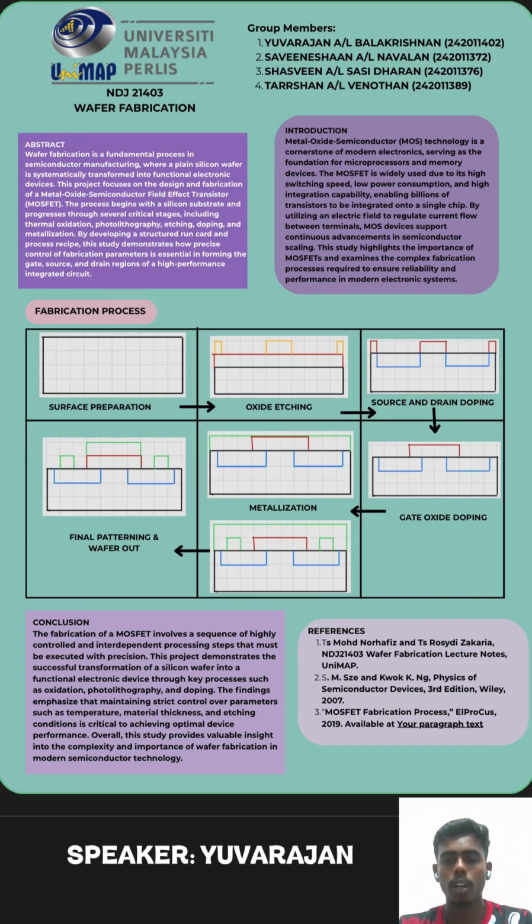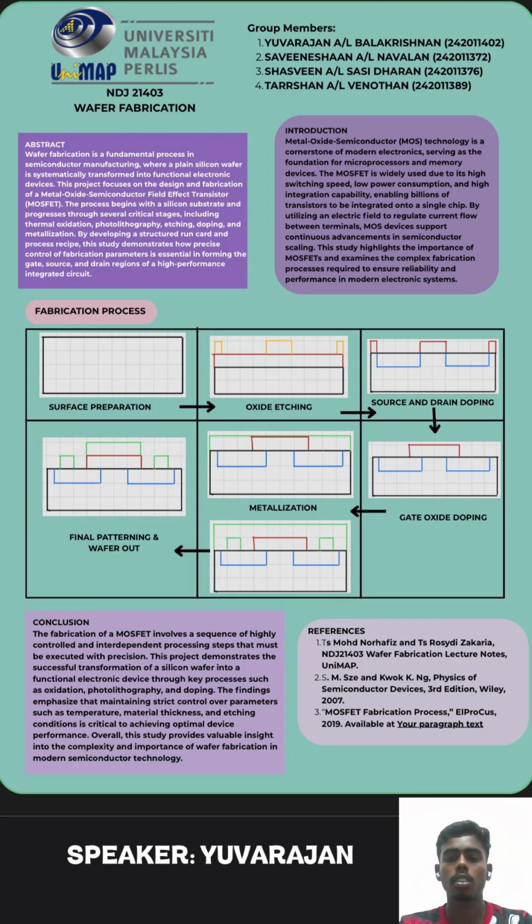Hi, I will now explain the fabrication process of the MOSFET device shown in our poster. The fabrication process is a step-by-step transformation of a plain silicon wafer into a functional electronic device. Each step must be carefully controlled to ensure proper device performance. First, we start with preparation. At this stage, the silicon wafer is thoroughly cleaned to remove dust, organic materials, and contaminants. This step is very important because any impurities can affect the entire fabrication process. A clean surface ensures that all the following layers are properly formed.